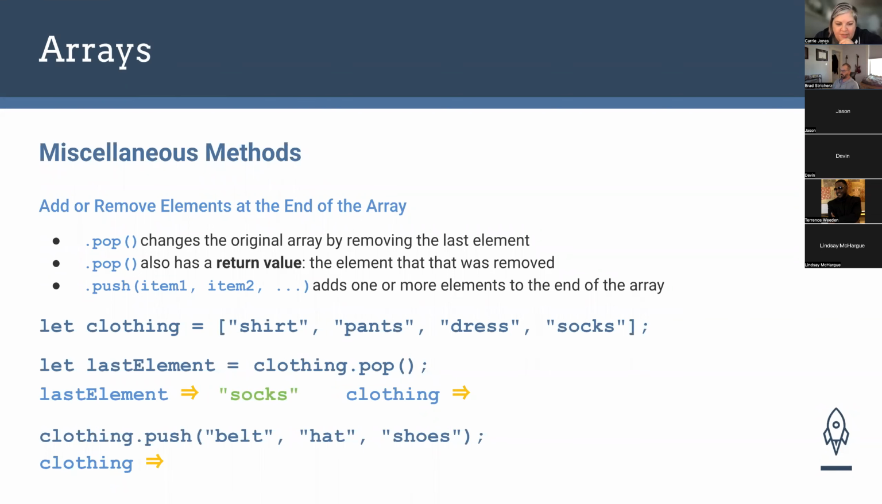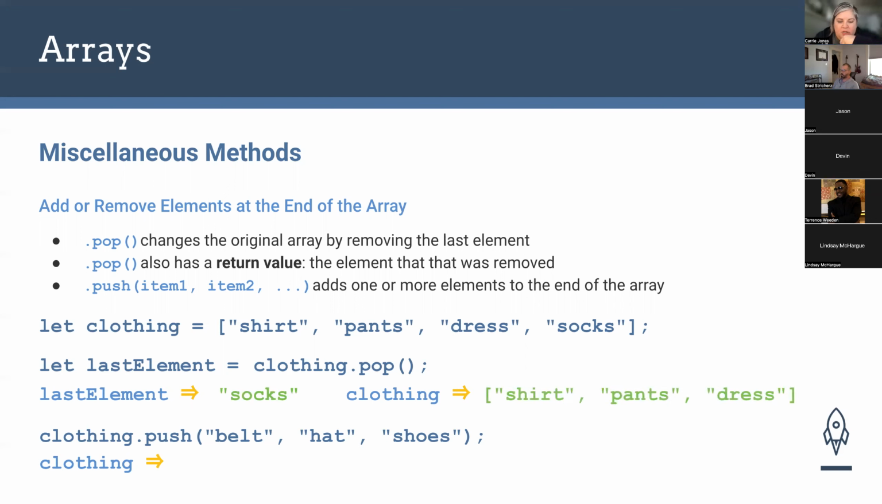Because it returns that value for you when you do it. And a lot of times you just need to pop it and you don't need to set it equal and store it in something. So we could have just done clothing.pop and it would have removed it. And we didn't need the socks. That's very common. But if you needed it, it returns it. And so then we expect clothing to be what? Shirt, pants, dress. You got it.